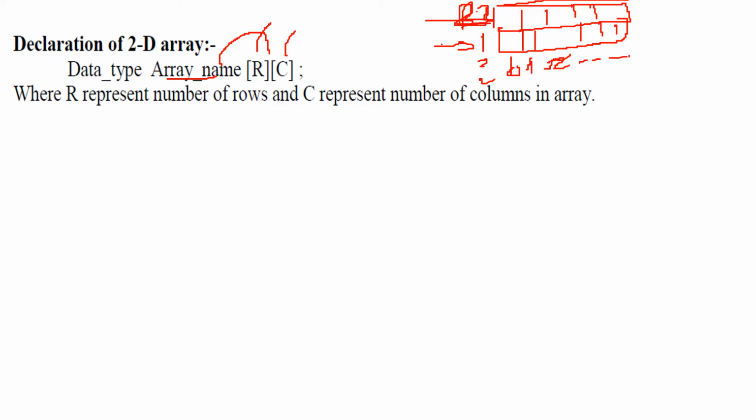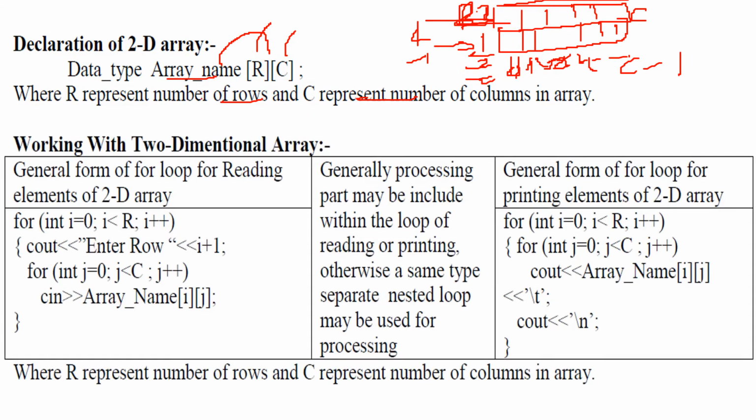So this goes up to r minus 1, and this goes up to c minus 1. So this r represents the number of rows, c represents the number of columns in the form of 2D array. So how to work with two-dimensional array? We have to use two loops.